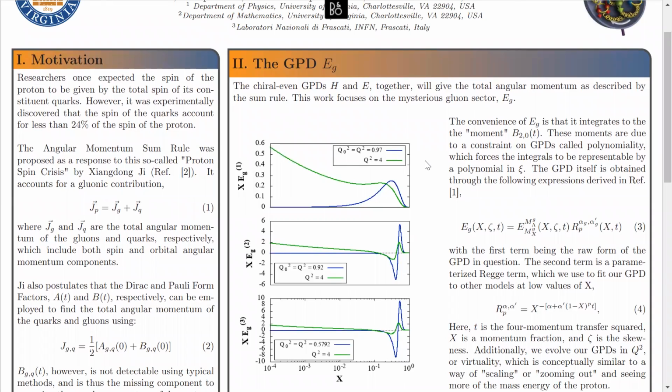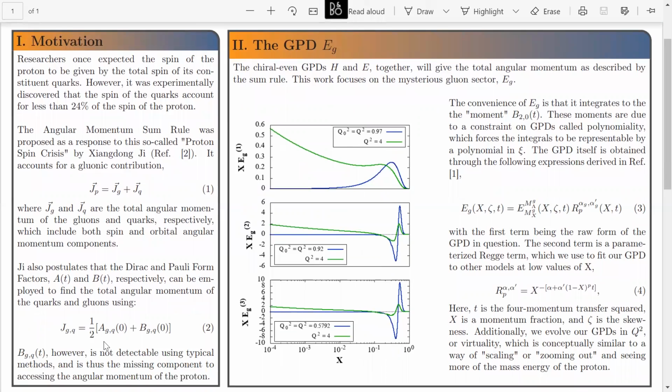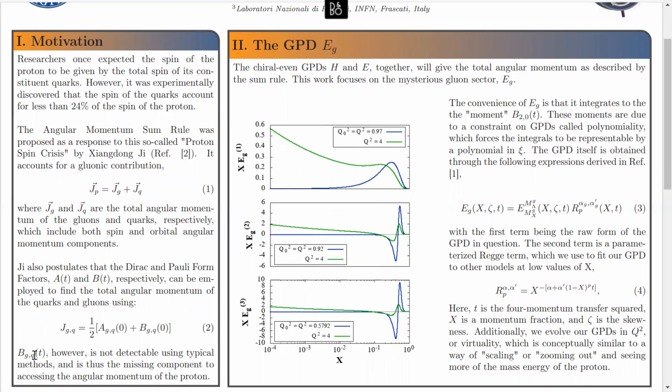I did my research mainly on the GPD EG, which is a chiral even GPD, and it hasn't been researched quite as much as its counterpart H, the reason being the issue with B of t. But the nice thing about EG is that it actually integrates to a moment B2,0 of t, which is a section of B of t that we want.